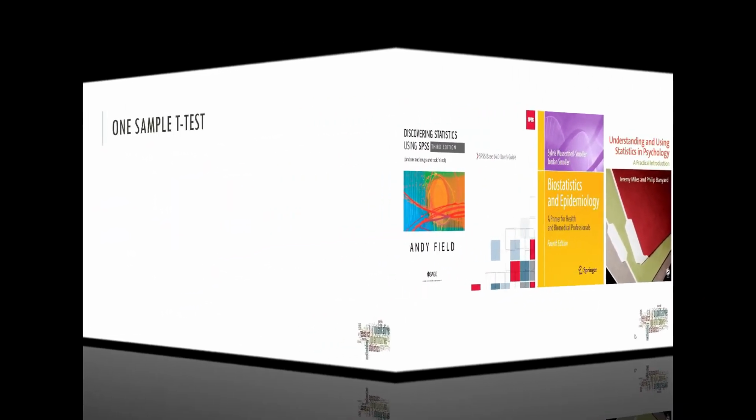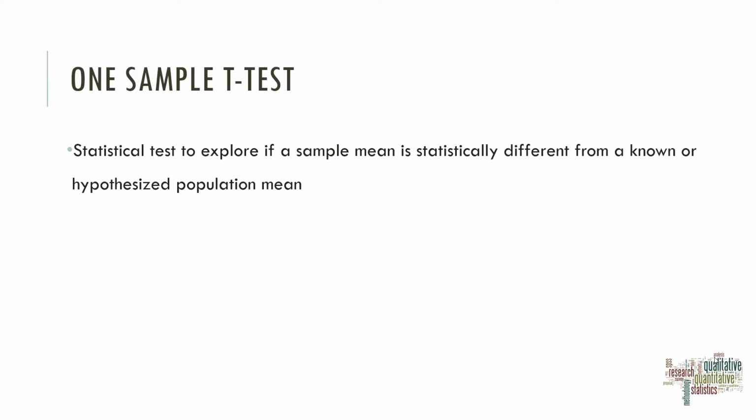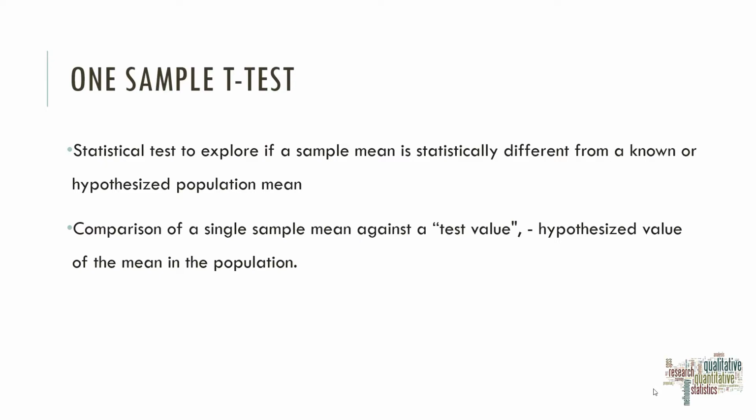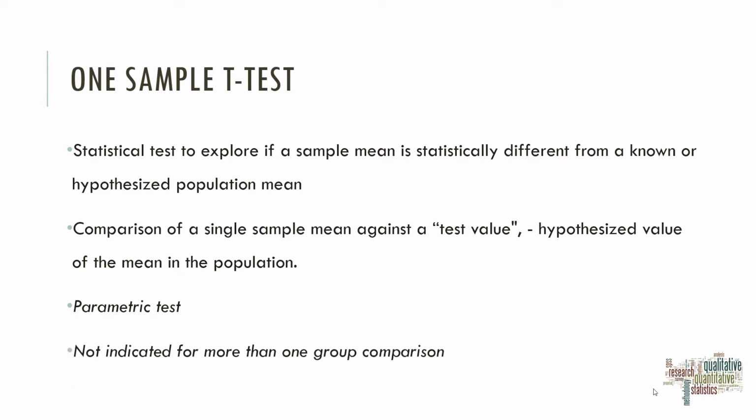The one sample t-test is a statistical test used to explore whether a sample mean is statistically different from a known or hypothesized population mean. Typically, a sample mean is tested against a test value, which is a hypothesized value of a mean in the population. This test is considered a parametric test because it has several assumptions. Also, it is not indicated for more than one group. If you want to compare a mean value to a hypothesized value, you use a one sample t-test, but you must use only one group.